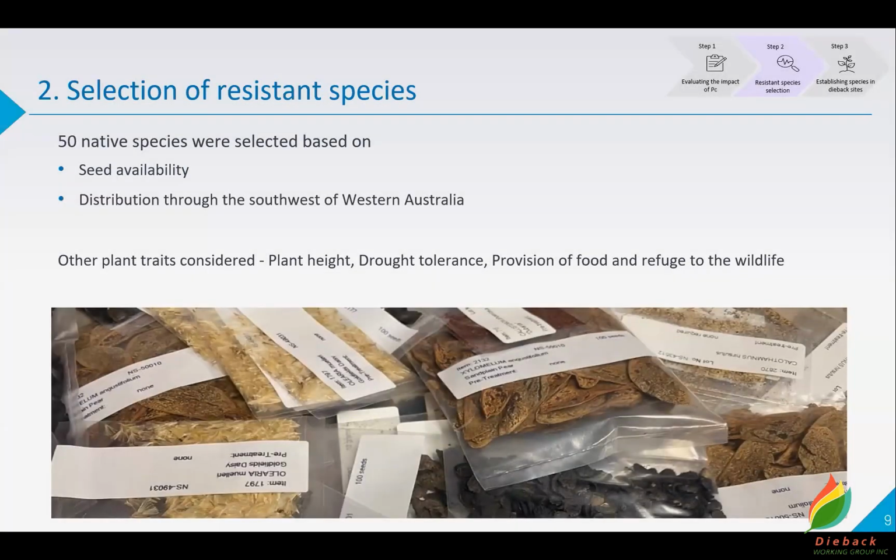And as the second step, I selected resistant species. For this, I first selected 50 native species based on the seed availability, seed cost, and also the distribution of these species through southwest of Western Australia. I also considered other plant traits when selecting these 50 species: plant height, drought tolerance, and the ability to provide food and refuge to the wildlife.